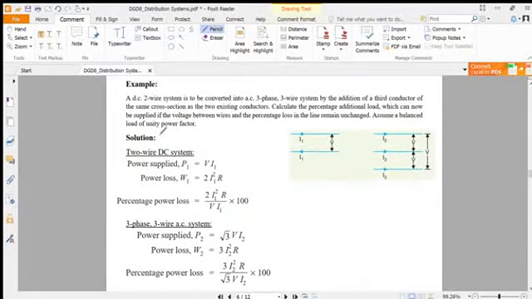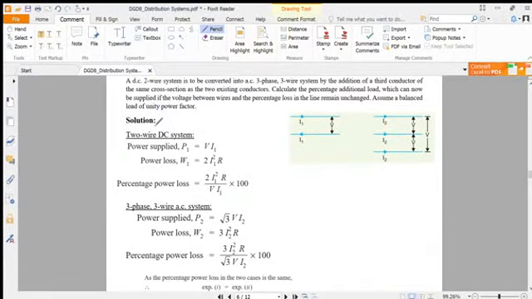Now we see another example. Let's see a DC two-wire system. This DC two-wire system is converted into AC three-phase. This is the AC three-phase three-wire, and the DC current is denoted I1, and for AC it is denoted by I2. In the three-phase three-wire system, by adding a third conductor here, there are already two conductors. So a two-wire DC system can be converted into three-phase three-wire, just adding another conductor here, with the same cross section as the two existing conductors.